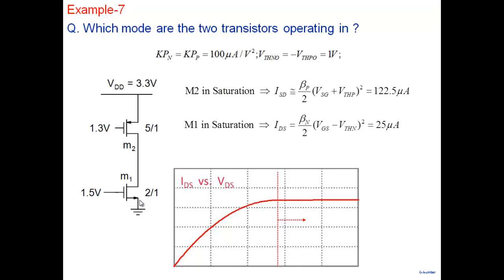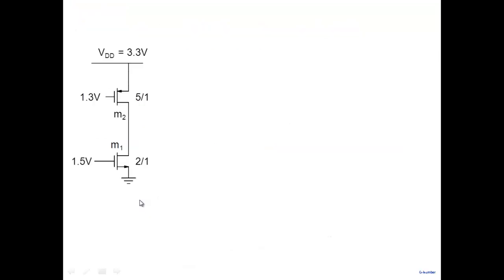Which means that M2 cannot be in saturation. If it were in saturation region, it would require 122.5, and that's simply not possible because the maximum current that M1 can allow is only 25. So I can immediately cross it out and say M2 has to be in linear. Now, M1 I still don't know. M1 could also be in linear region. But M2 is definitely not in saturation region. So what we do now is take M2 in linear region.